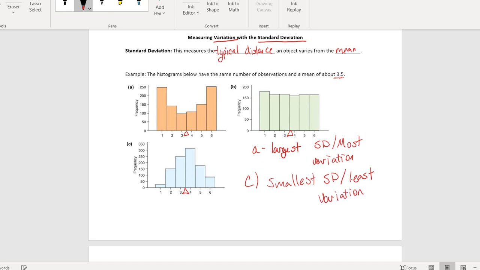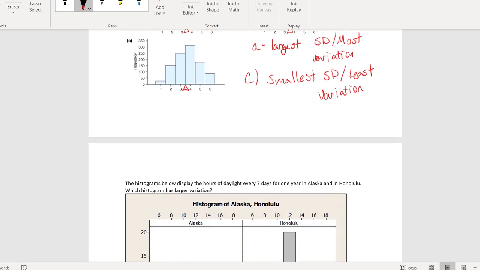That's because most of the observations in C are near each other, whereas in A, they're very far apart. B would have a medium amount of standard deviation if we were going to compare them.